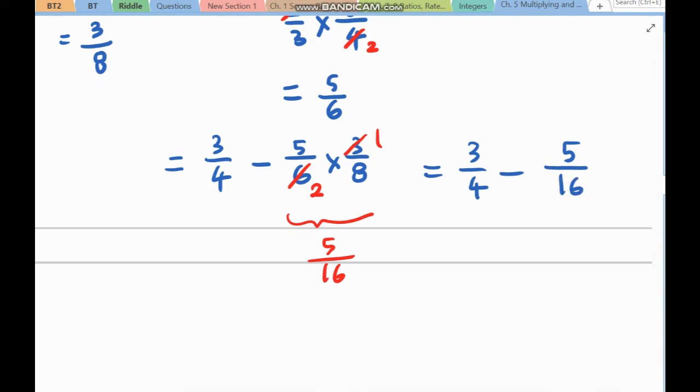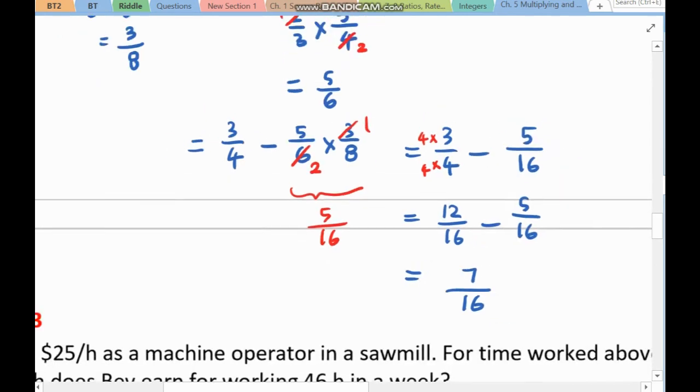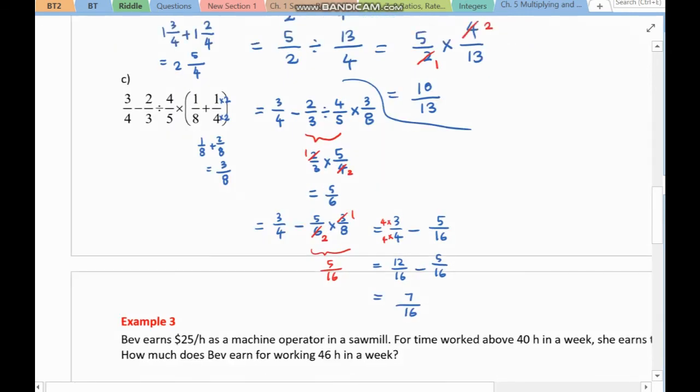Okay, so finally we're going to do subtraction. To do that, we make a common denominator. Multiply by 4. Then I have 4 times 3, 12. 4 times 4, 16, minus 5 over 16. Okay, keep the denominator. 12 minus 5 is 7. So the answer is 7 over 16.